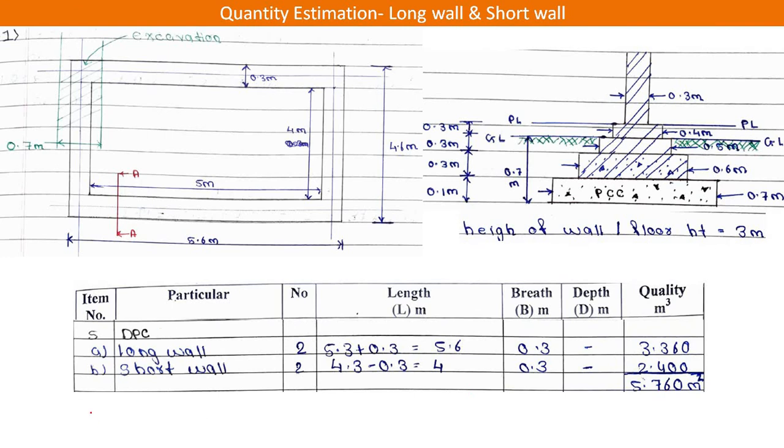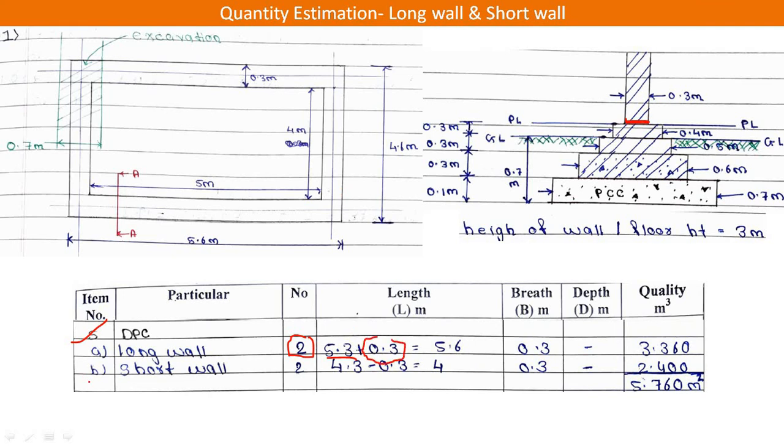Last but not the least, the quantity for DPC. The DPC will be over here, a thin layer which is not shown in the section, but here it is. For the long wall, there are two numbers of long wall. The center length of the long wall is 5.3, so 5.3 plus 0.3 by 2 plus 0.3 by 2, which comes as 0.3.